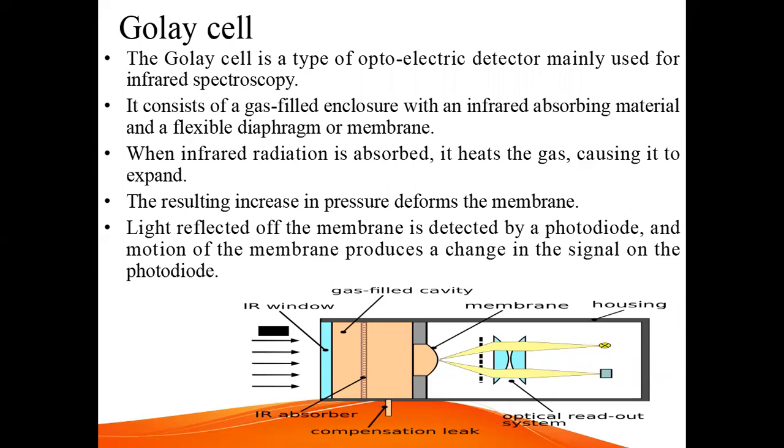And in this diagram, we can see the IR window at the left side, and the gas-filled cavity contains an IR absorber, and at the bottom there is a compensation leak, and on the right side we can see there is a membrane, and the whole system is called the housing, and an optical reader system is used.